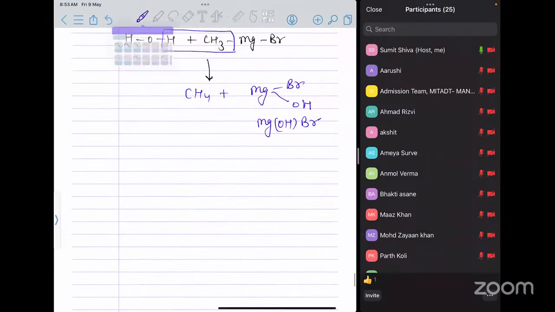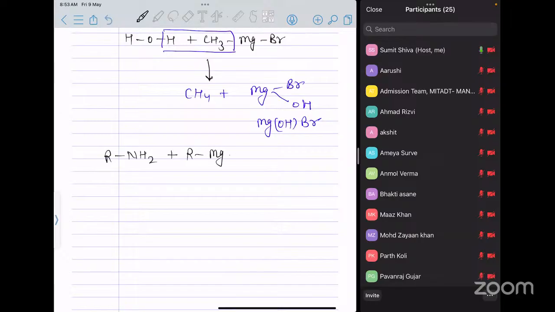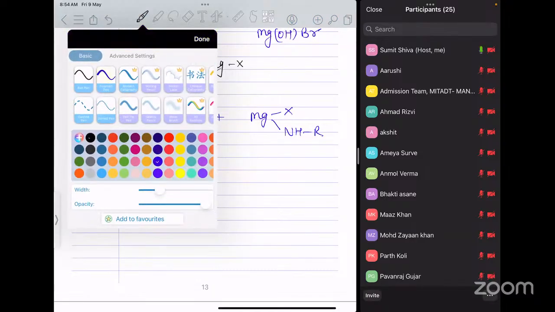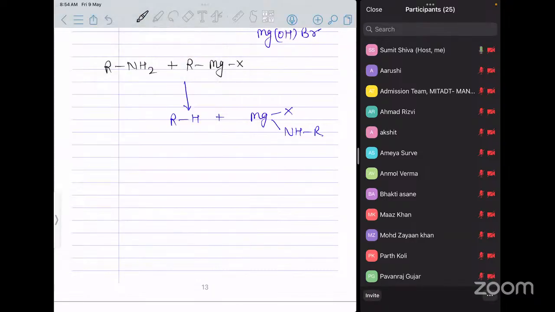Another important reaction will be if we have RNH2 and it is treated with RMgBr or Cl or X. Again, hydrogen is present with nitrogen, which will have the activated hydrogen. So this will again give what? R bond H, and the remaining part will be MgX and NH bond R. Are you getting it? Yes or no? Yes, sir.